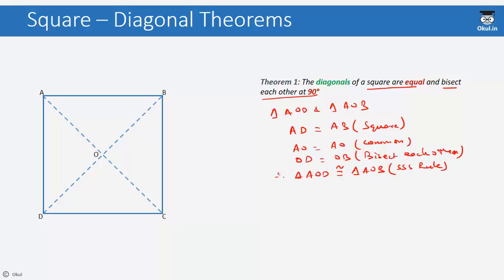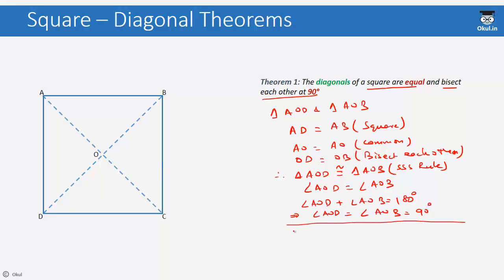Since the two triangles are congruent, therefore, angle AOD is equal to angle AOB. And since BD is a straight line, therefore, angle AOD plus angle AOB is equal to 180 degree, which implies angle AOD is equal to angle AOB is equal to 90 degree. Therefore, we have proved that the diagonals of a square bisect each other at 90 degree. Now, the second part is the diagonals are equal.